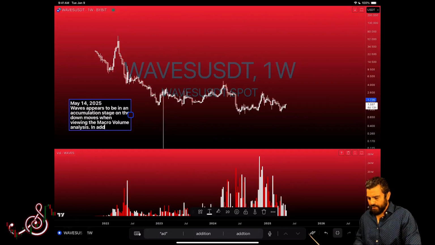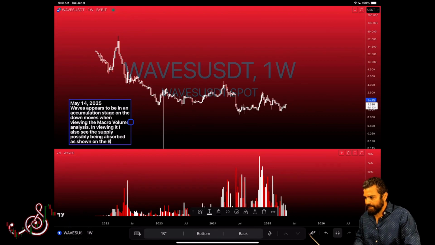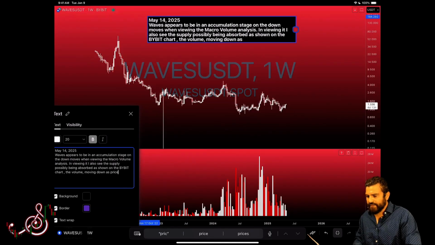In addition, in viewing it, I also see the supply possibly being absorbed, as shown on the Bybit chart, the volume moving down as price moves also to its lower supports / challenge areas.